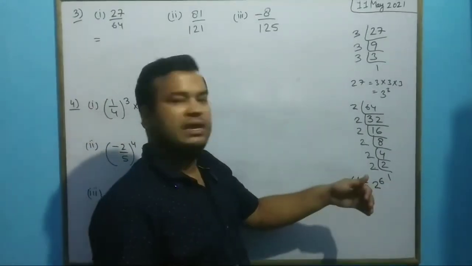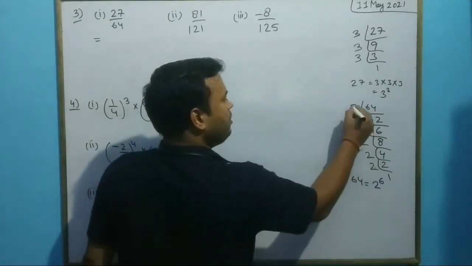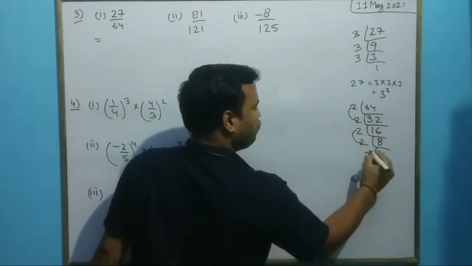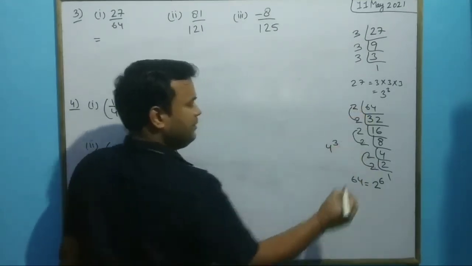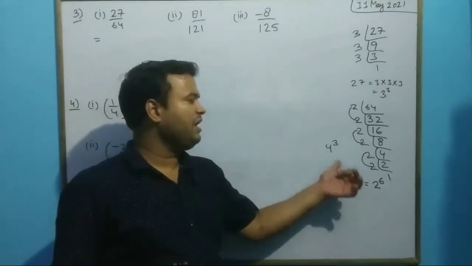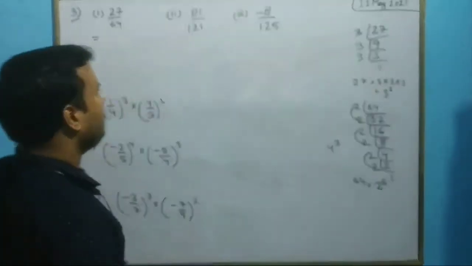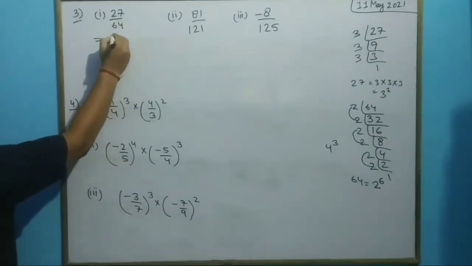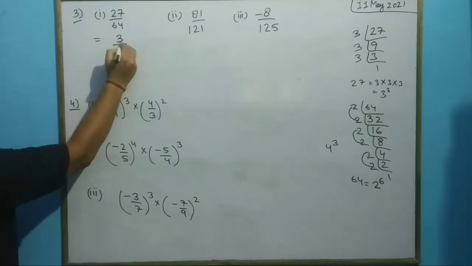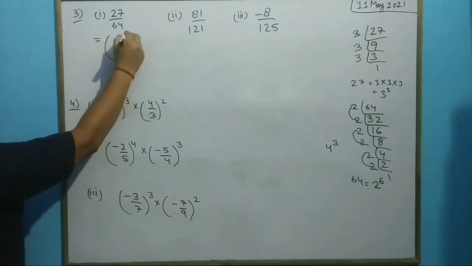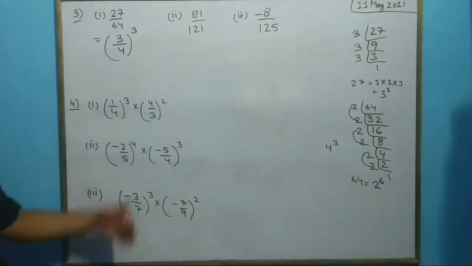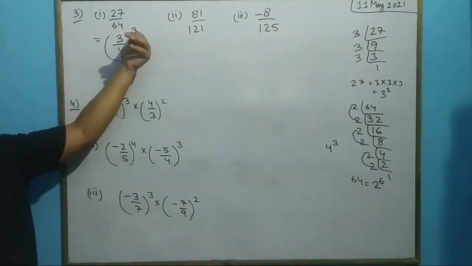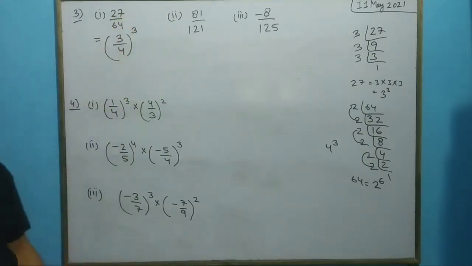And if we take it as a power of 4, 1 2 3, that is 4 the power 3. Also we can write 64 as 4 the power 3. So we can also write 27 as power of 3 and 64 as power of 4, and the whole is raised to the power 3. 3 also raised to the power 3 and 4 also raised to the power 3. We can get the numerator as well as the denominator.